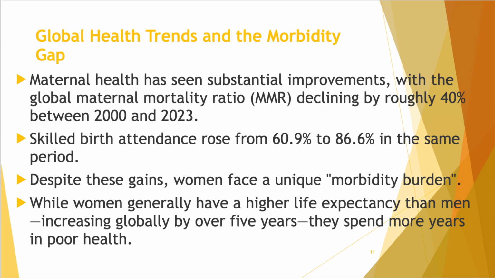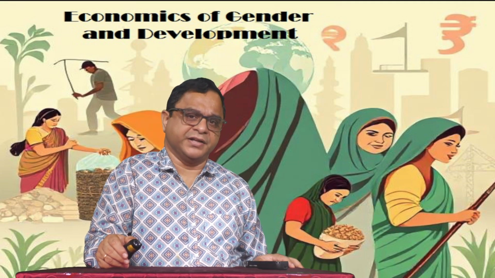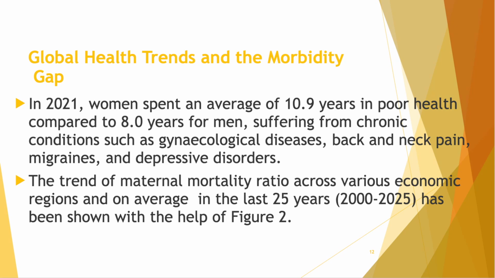But despite these gains, women face a unique morbidity burden. While women generally have a greater life expectancy than men, increasing globally by over 5 years, they spend more years in poor health. In 2021, women spent an average of 10.9 years in poor health compared to 8 years for men, suffering from chronic conditions such as gynecological diseases, back and neck pain, migraines, and depressive disorders.